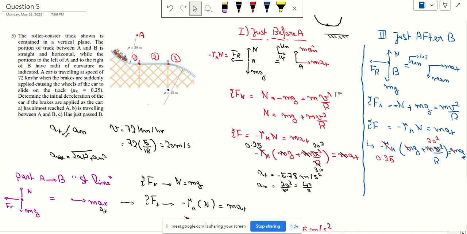I think we're supposed to have N minus mg and m v squared over R. No, because here we have N, yes, it's negative. Very good. Mg minus m v squared over rho. Yes, it's correct. So it's clear.